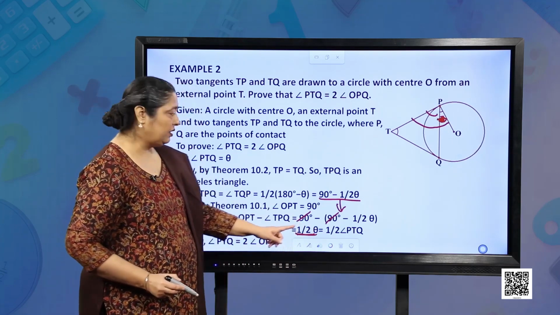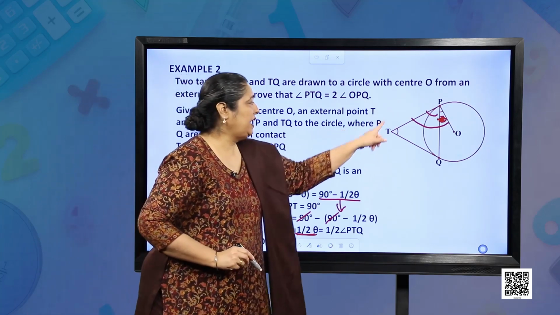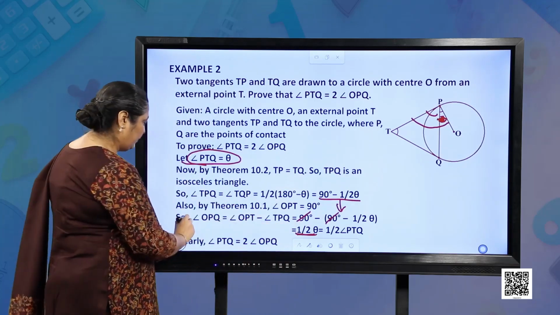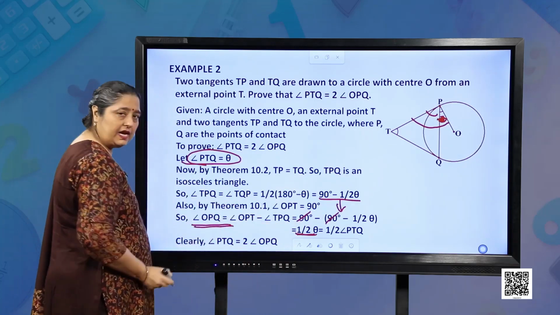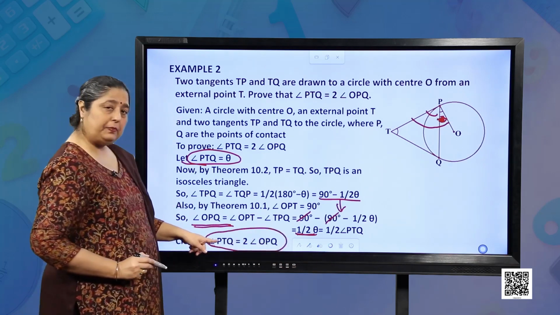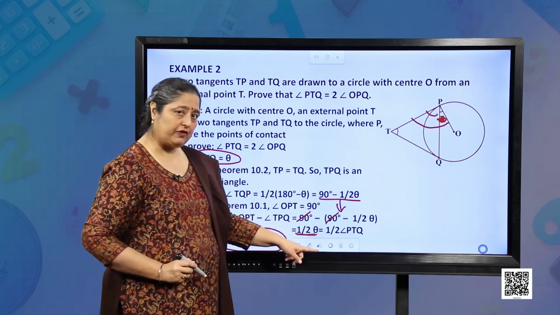What is half of theta? Theta is this angle PTQ. This is theta. So, half of theta is angle OPQ, and we have proved the question. Angle PTQ is equal to twice of angle OPQ. I hope you have understood this.